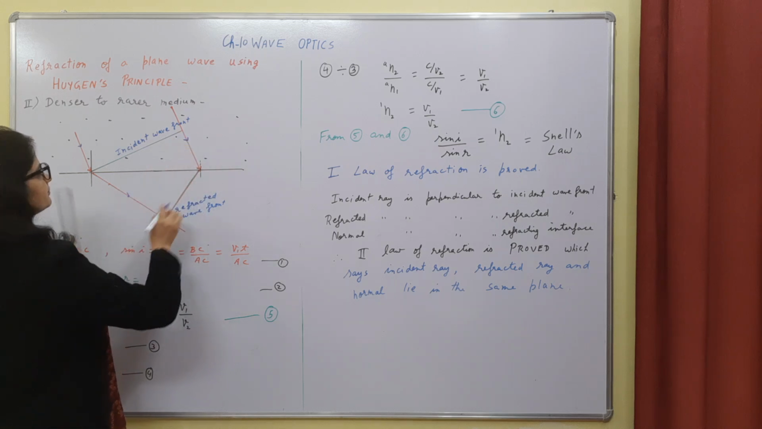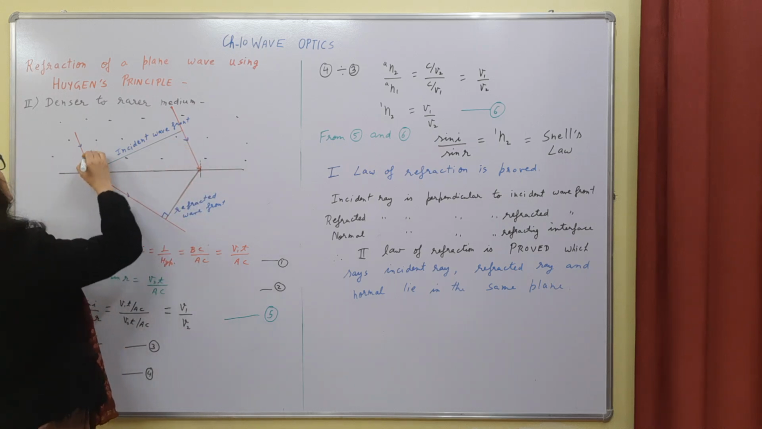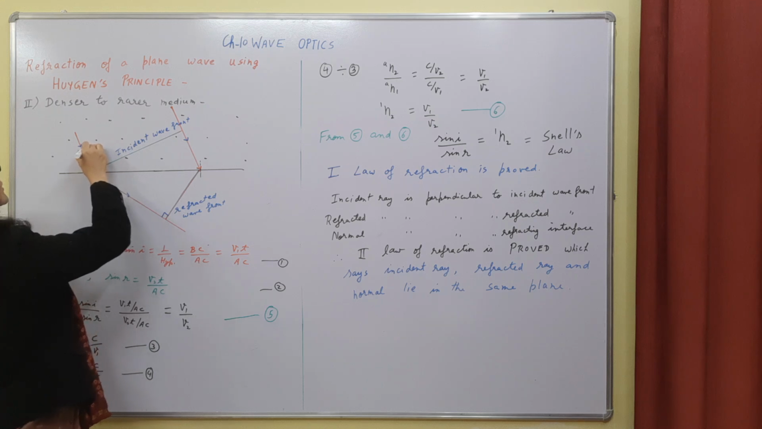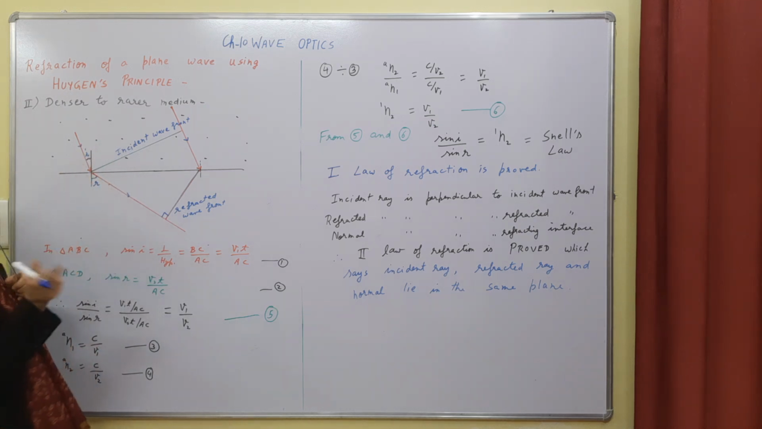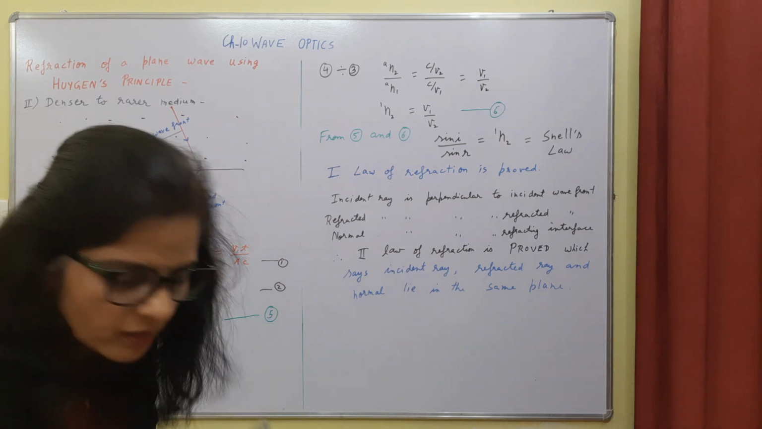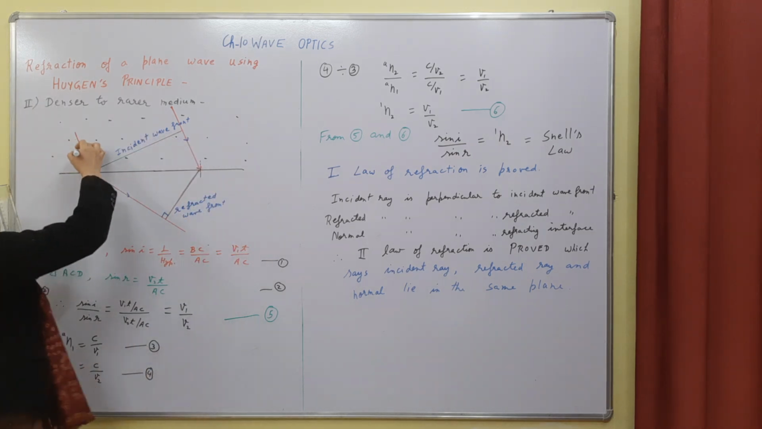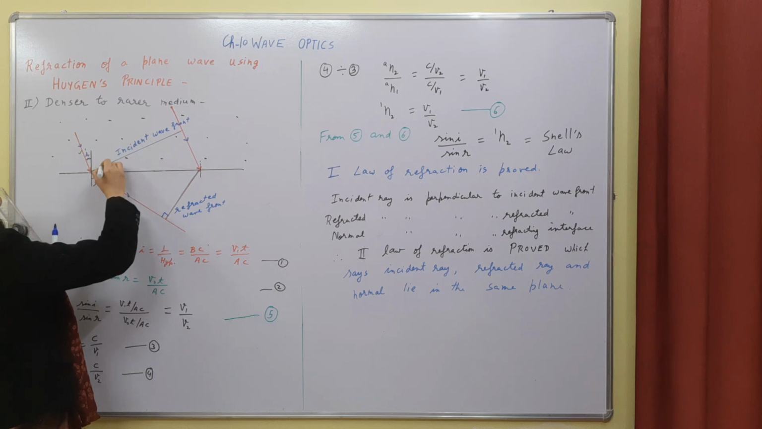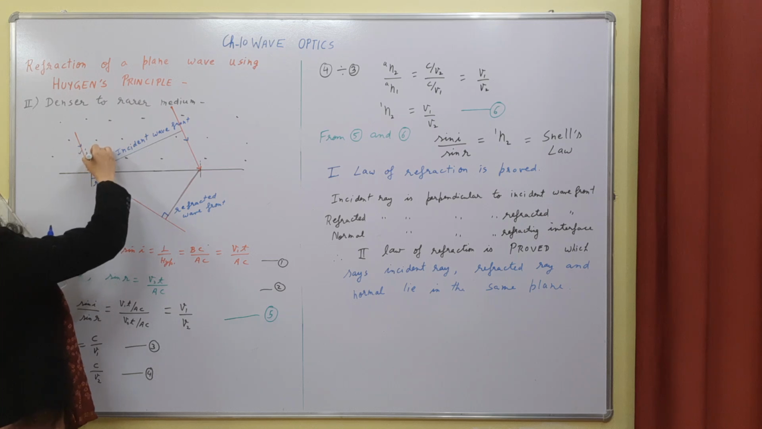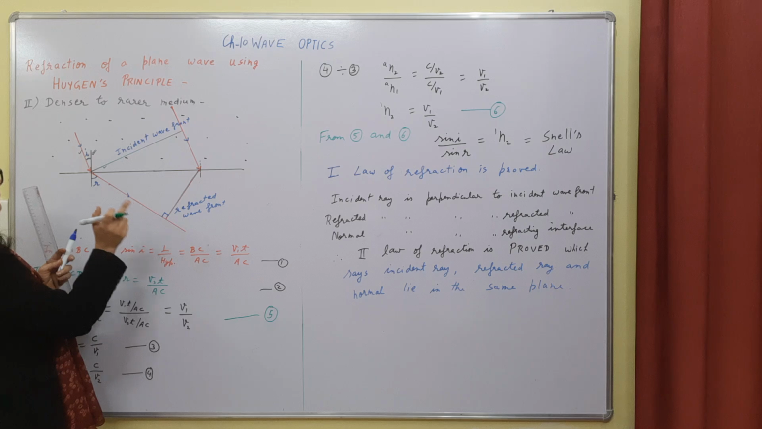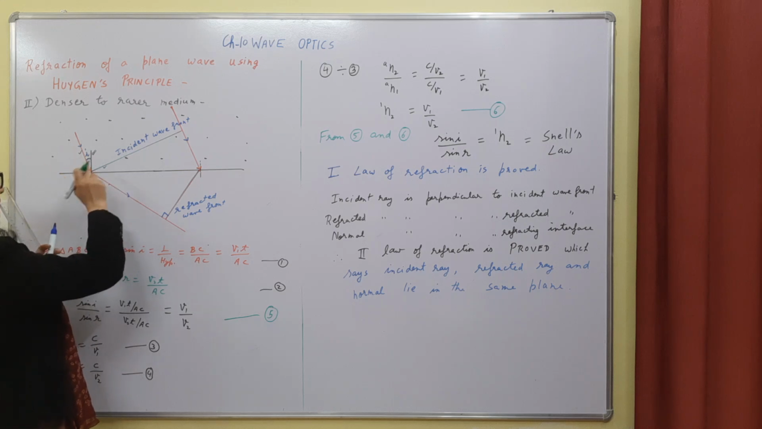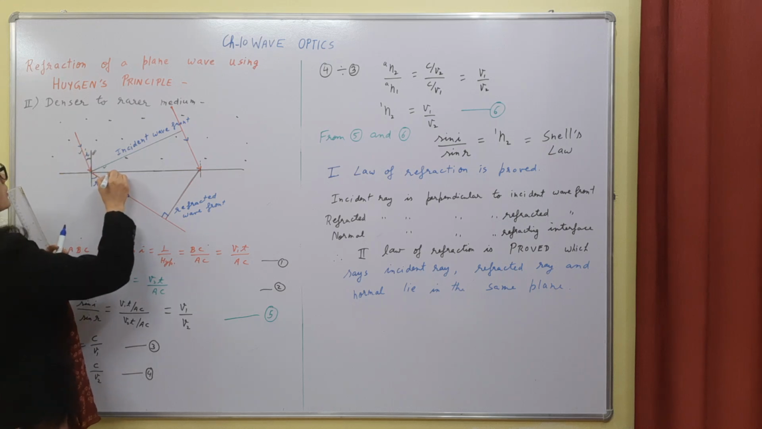This is incident ray, and here this is the angle of incidence. This is the angle of refraction. Angle between two lines is equal to angle between their perpendiculars. Like before, if this is the incident ray, this is the incident wavefront. So angle between incident ray and normal will be equal to the angle between their perpendiculars. For incident ray, incident wavefront is the perpendicular. For this normal, this base is the perpendicular.